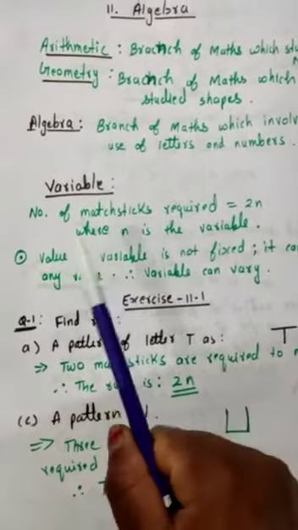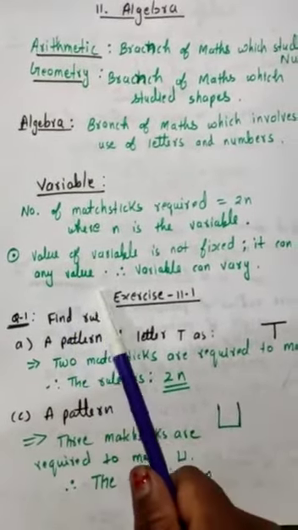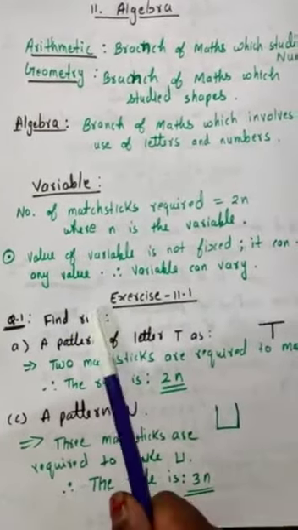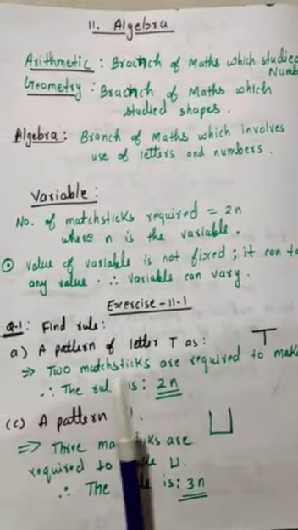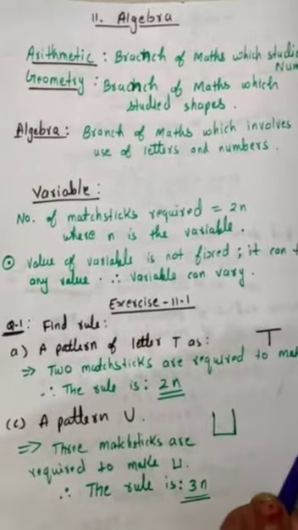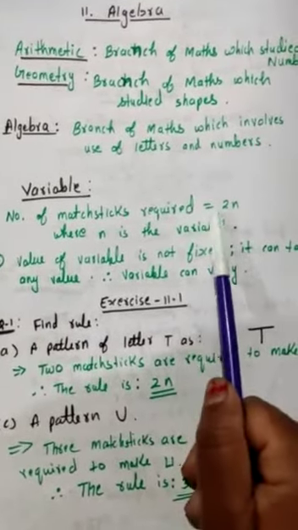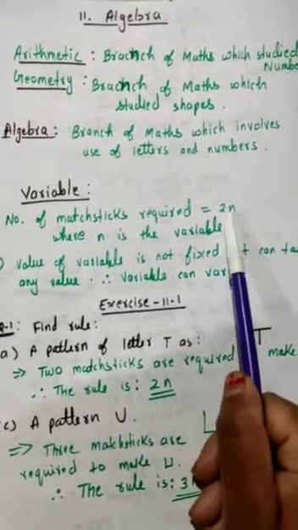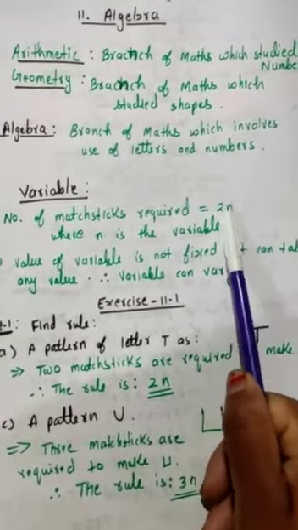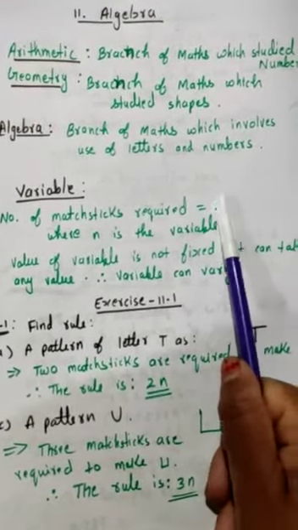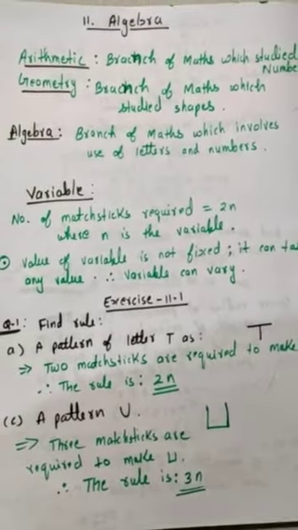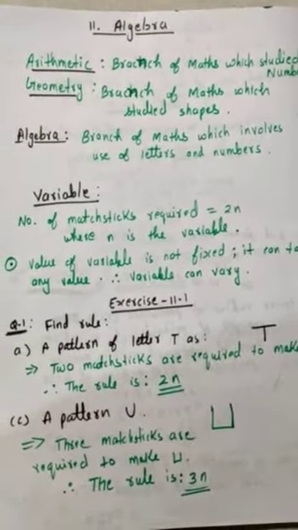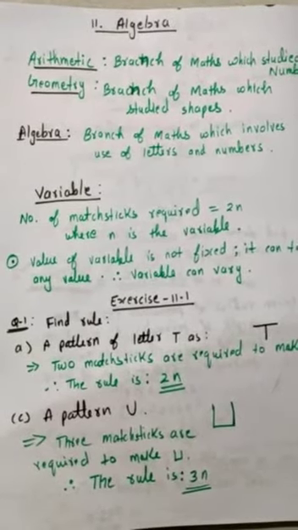And one more thing, we have also studied that the value of a variable is not fixed. It can take any value, it can vary. इसीलिए इसका नाम variable है क्योंकि ये change कर सकता है. Vary means it can change. So in this equation you can see 2n. n is the variable. 2 fix है, 2 की वैल्यू को आप चेंज नहीं कर सकते हैं, but you can take any number in place of n. Okay, so on a similar basis we are going to solve question number 6 onwards.